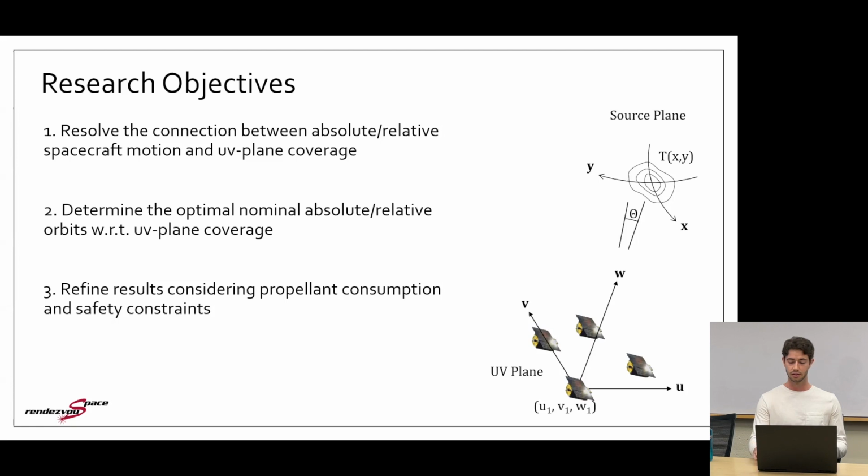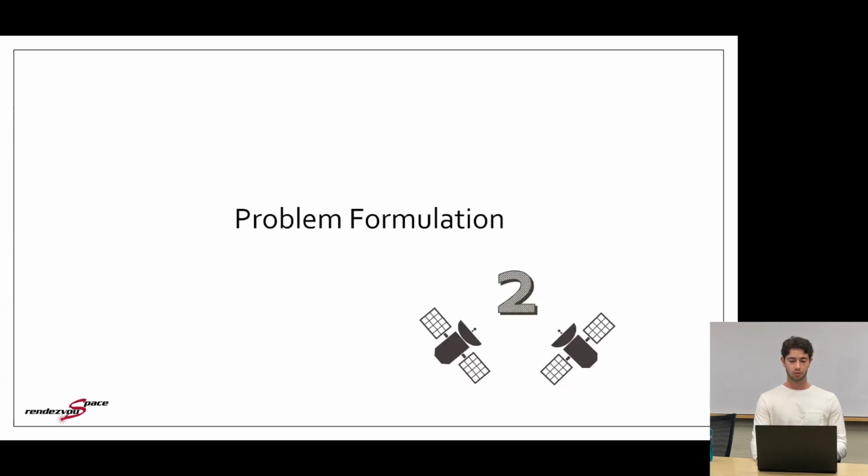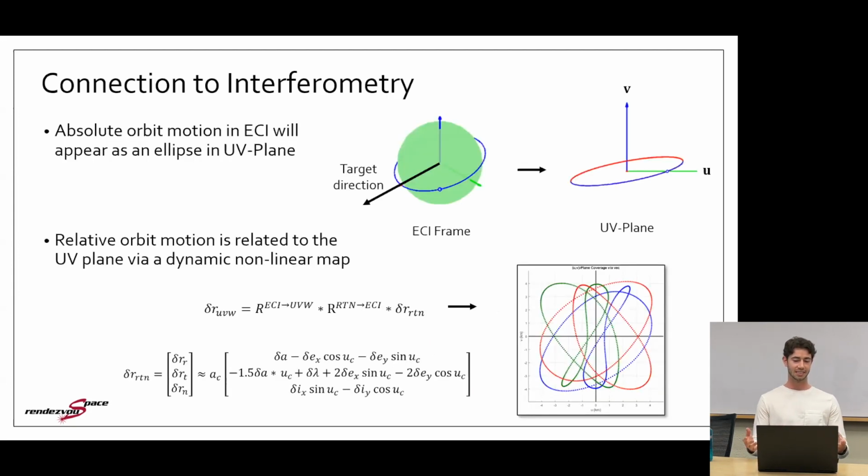constraints. Setting up this problem, I'm trying to keep this brief, so I'm not going to go through all of the gritty details, but I'll first connect this to interferometry. If we consider circular orbits, we can find in closed form that the absolute orbit motion in the UV plane will be some ellipse projected onto the plane. If the target is viewing our absolute orbit from an oblique angle, this circle in inertial space will be projected as an ellipse in UV space. This will be interesting to think about later when we see some of the optimal absolute orbits.